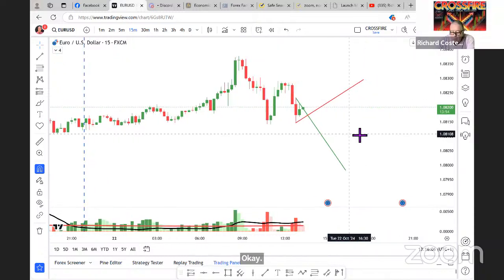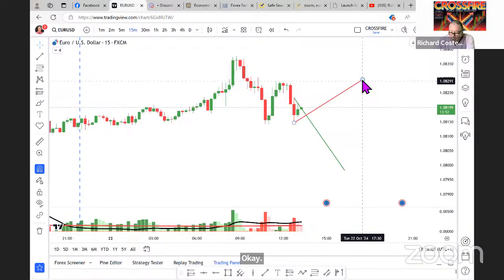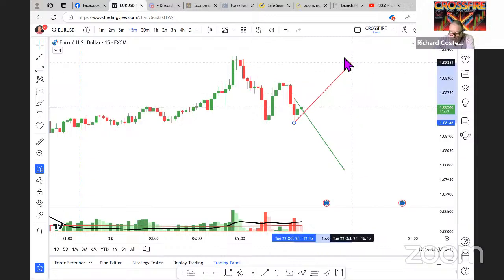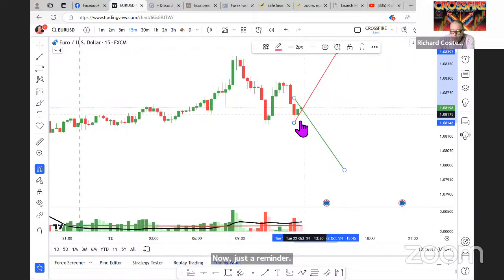Make that a bit bigger. Now, just a reminder, that's touching the bottom of the 1 o'clock and it's touching the top of the green line.